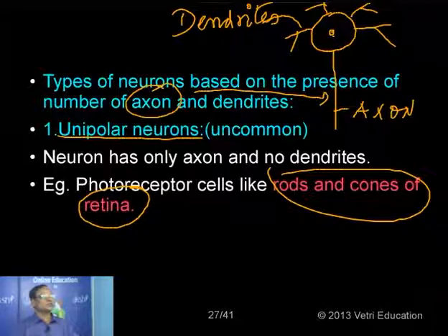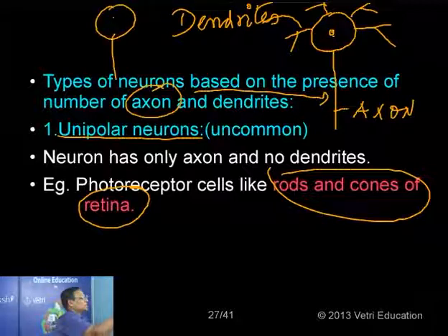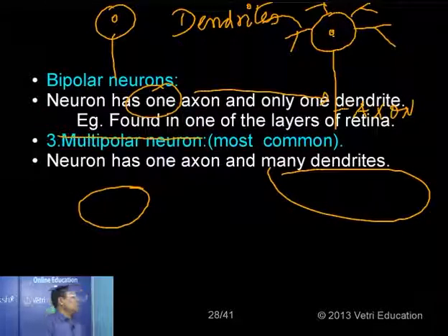So in such structures, and also in developing cells or in the embryo, we have a neuron having only one axon. Axon alone is present, there are no dendrites. Such a type is called a unipolar neuron. It is not common. It is seen only in developing embryos and also in one layer of the retina, the rods and cones layer, which are also examples of unipolar neurons. Then, the second one, bipolar neurons.